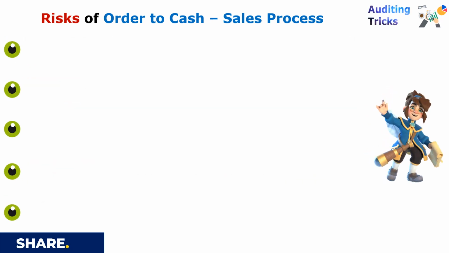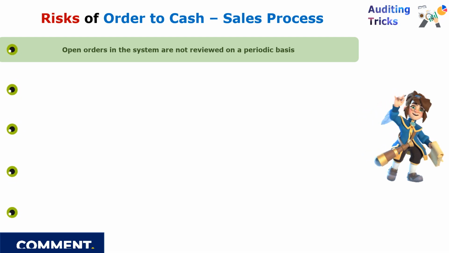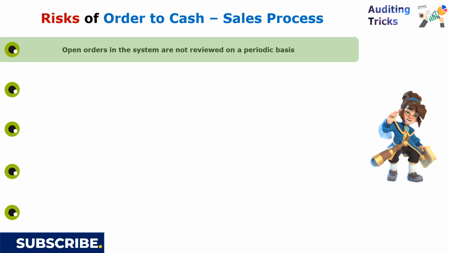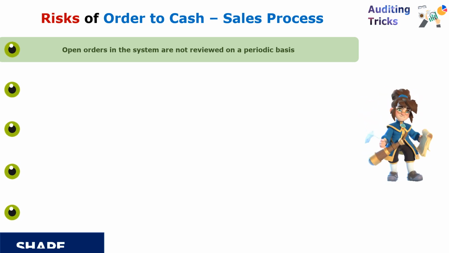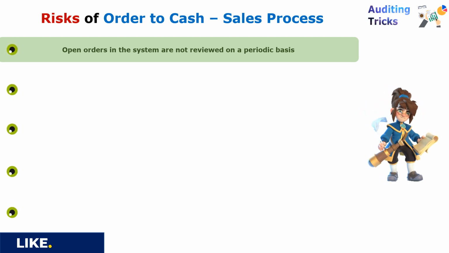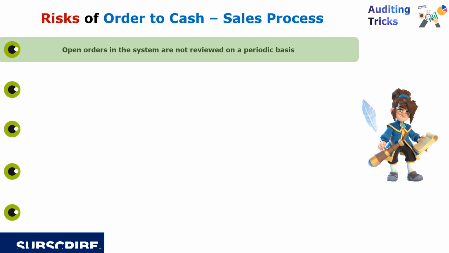Next one under sale order management includes open orders in the system are not reviewed on a periodic basis. Here, to implement the control, we need to ensure that the open orders were reviewed and follow-up was done from the respective team on a regular basis. It is not a fraud risk and can be rated as a low risk.